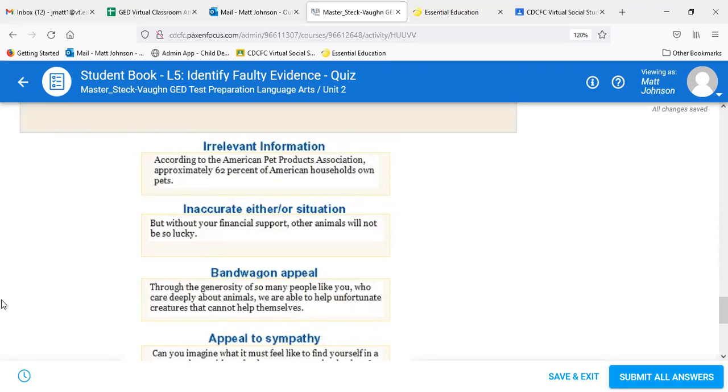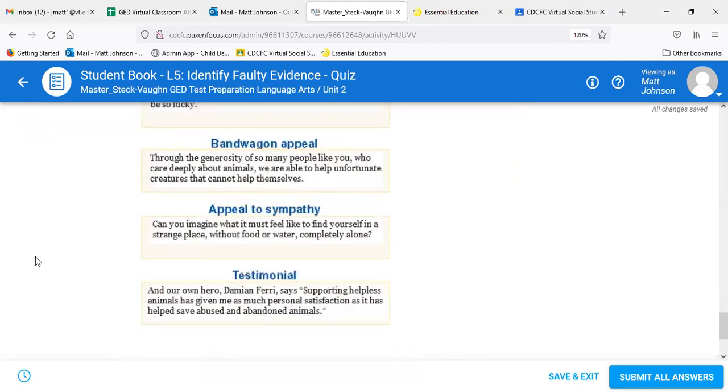The inaccurate statement is, but without your financial support, other animals will not be so lucky. The bandwagon appeal, through the generosity of so many people like you who care deeply about animals, we are able to help unfortunate creatures. Appeal to sympathy, right? Gives you something to sympathize with, makes you feel for the animals. We talked about appeal to emotion. This is the same thing. If you're appealing to sympathy, you're appealing to a particular emotion.